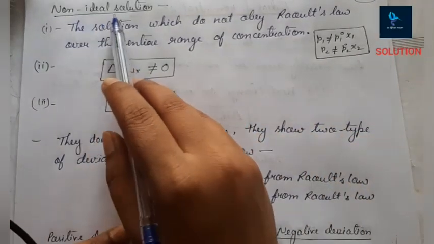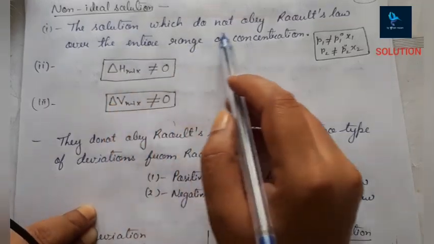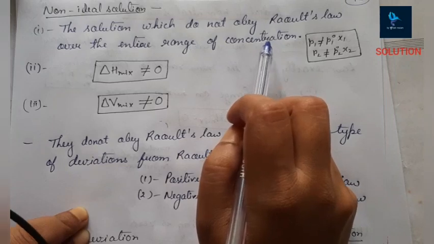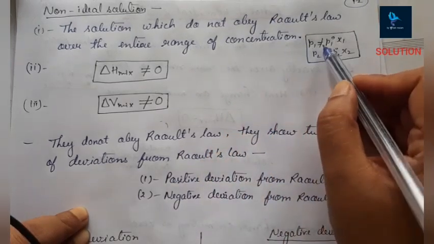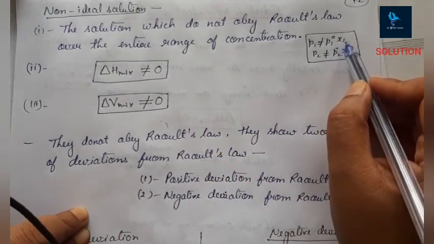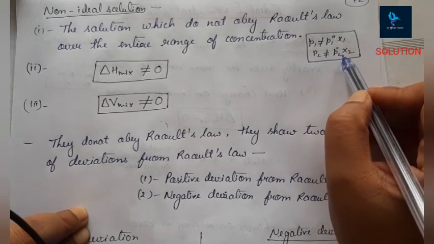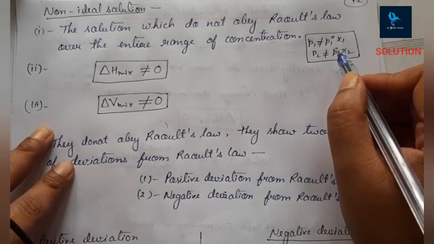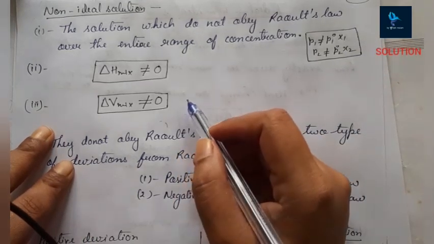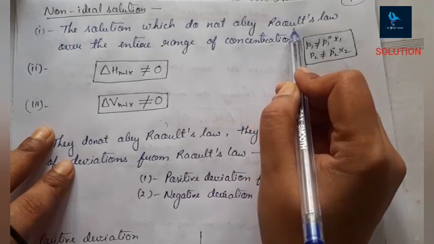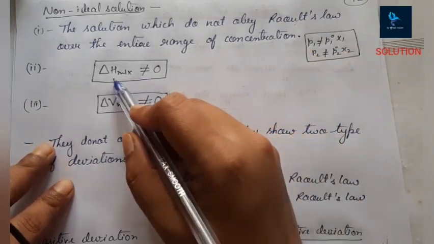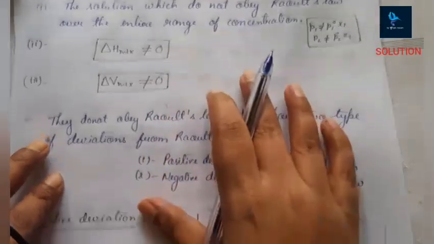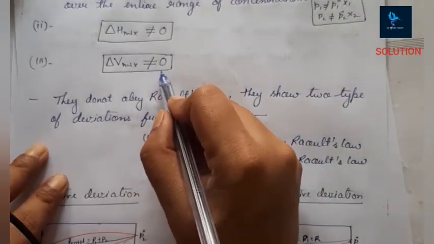Now, what is a non-ideal solution? The solution which does not obey Raoult's law over the entire range of concentrations. P1 is not equal to P0 times X1, and P2 is not equal to P0 times X2. This is the non-ideal solution. What is the criteria for non-ideal solutions? They do not obey Raoult's law; second, delta H mix is not equal to 0 and delta V mix is not equal to 0.